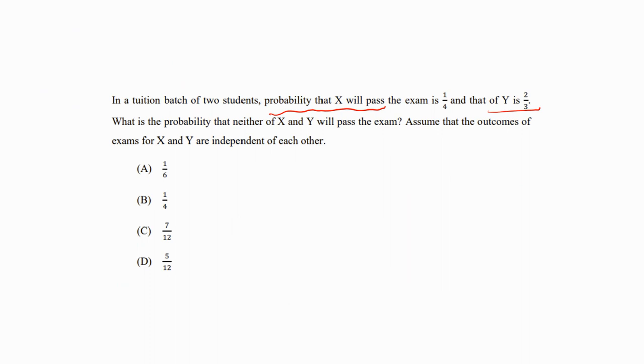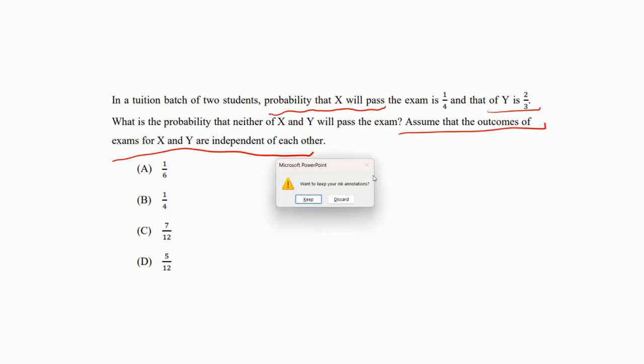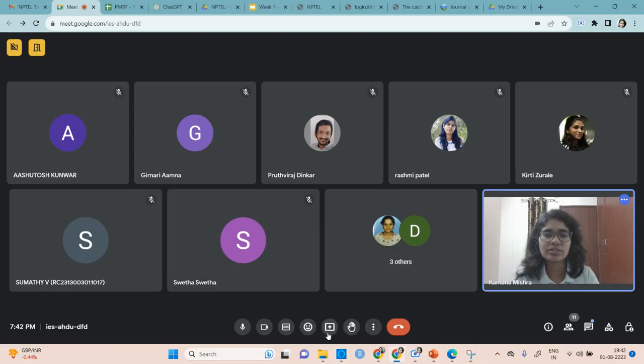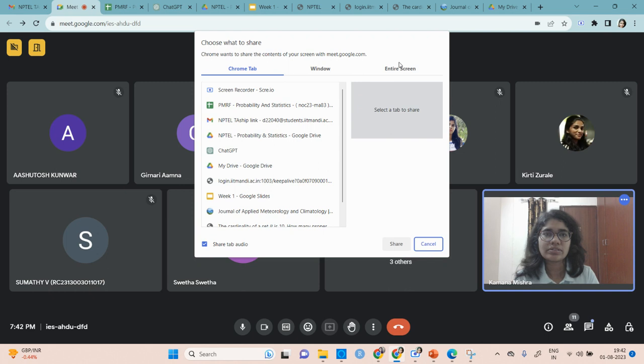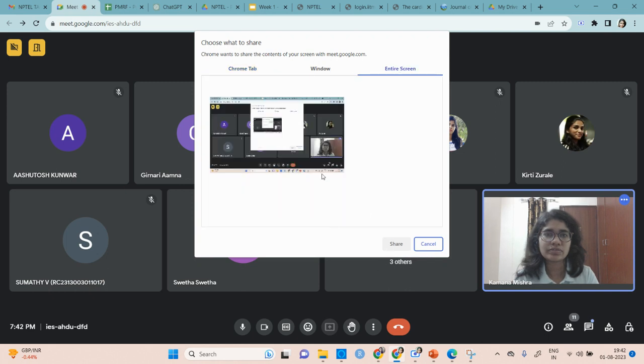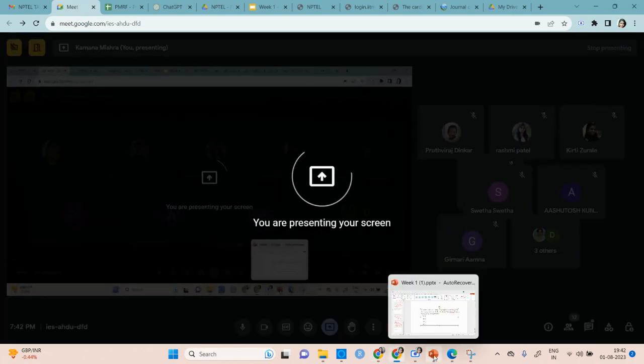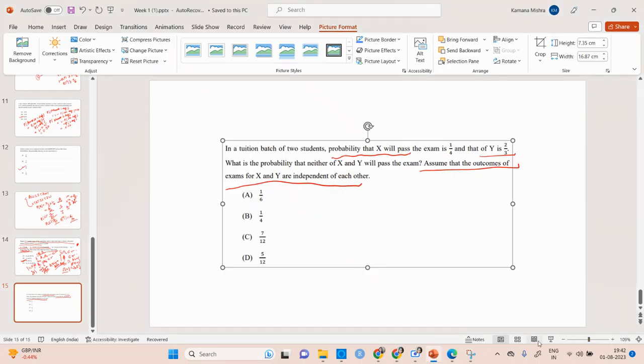So what it means is that, is it not visible? Yeah. Now it is visible.